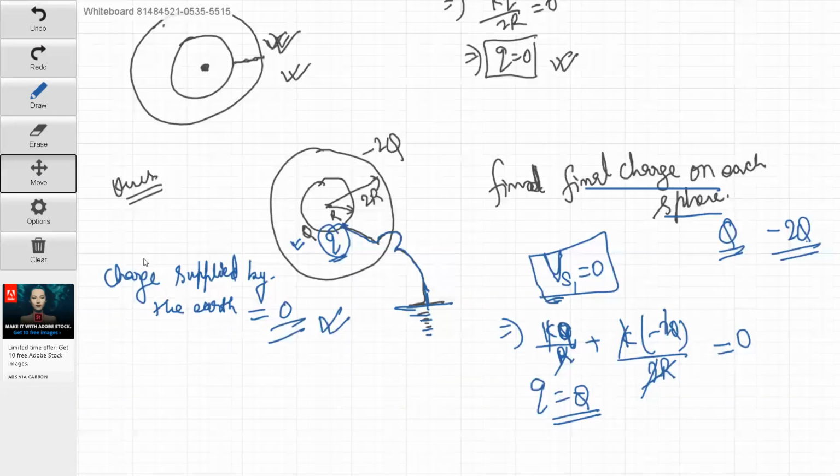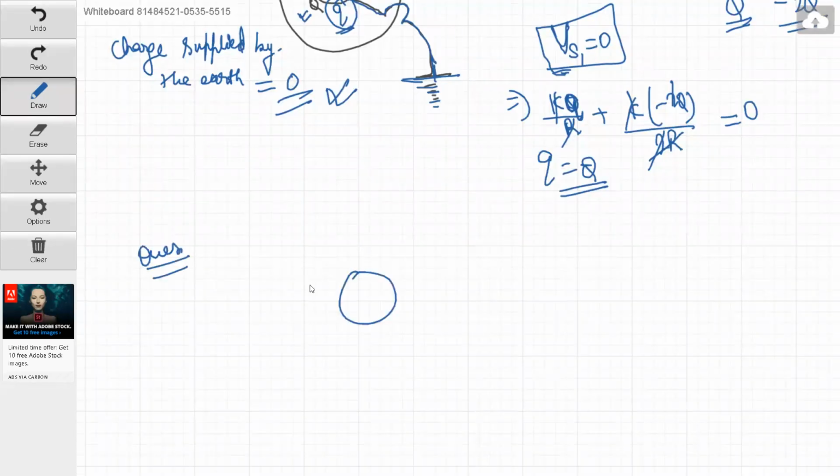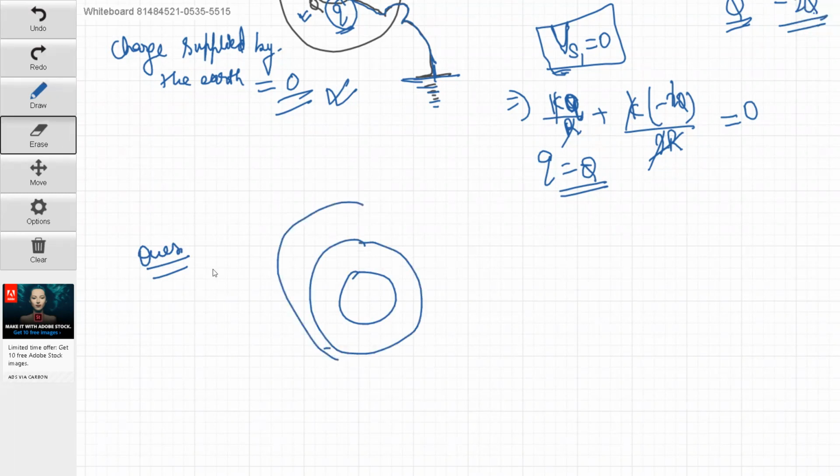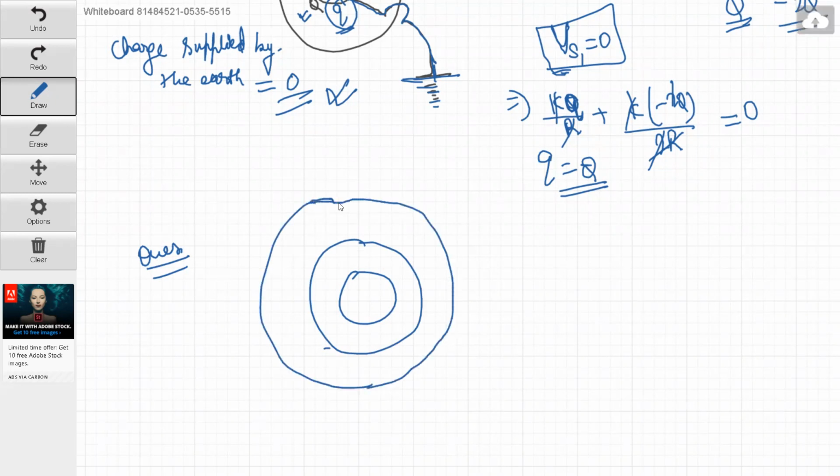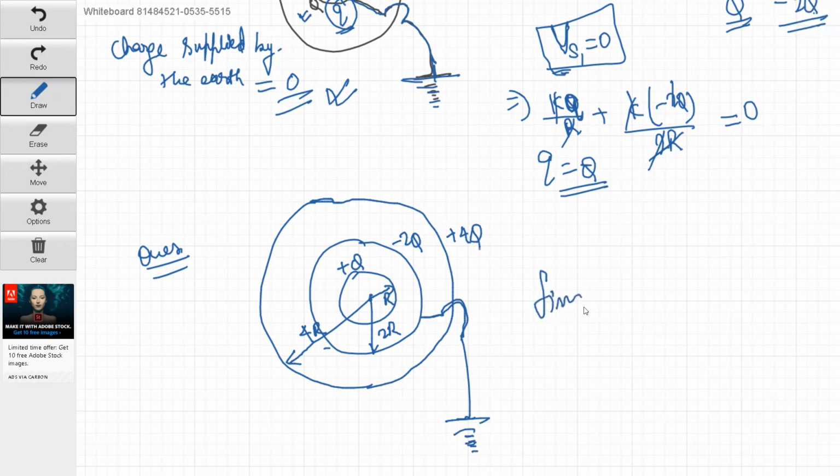Now do one more question. Suppose there are three concentric spheres, with radius R, this is 2R, and this is 4R. Here the charge is plus Q, here the charge is minus 2Q, here the charge is plus 4Q. The middle sphere is being earthed. Find the charge on the middle sphere. Is this all right? Do it first.